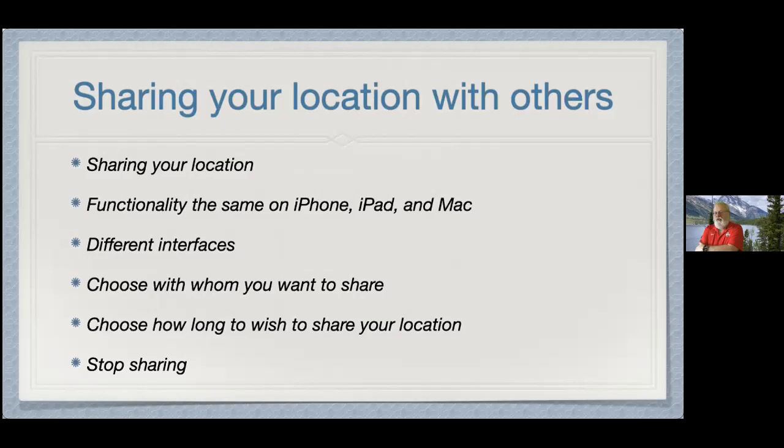So if you get mad at somebody and they're sharing it, you can just sort of pull the rug out from under them and they won't know where you are anymore. And on many of these apps, like the iPhone, there's a Me tab, which controls how your location is shared. There are also tabs for people, for devices, and for items, so that you can control how all of that stuff is shared among others.